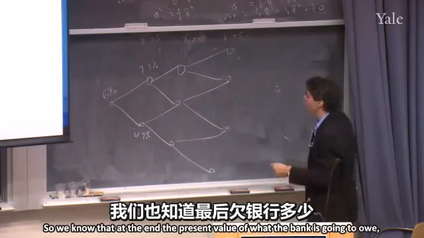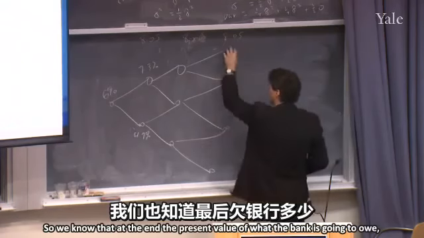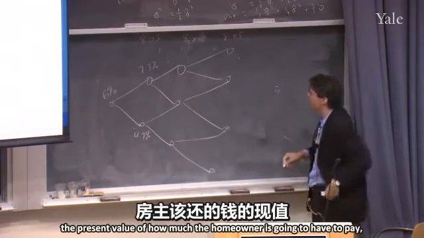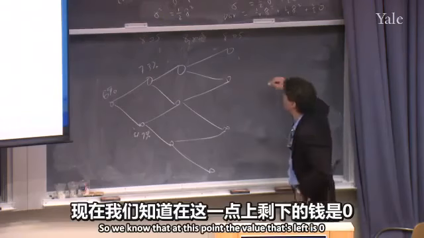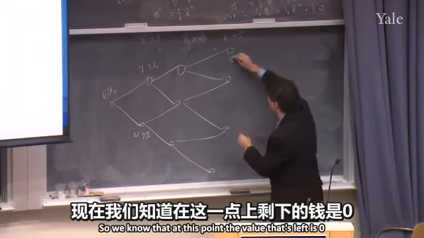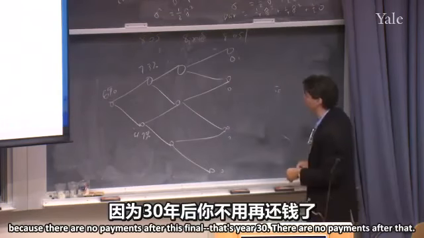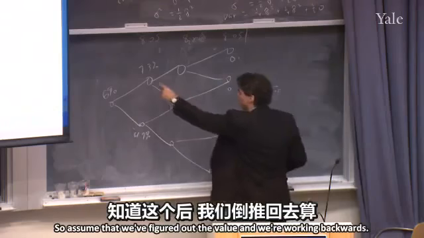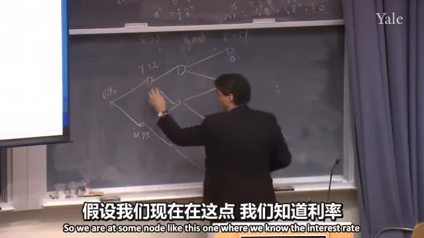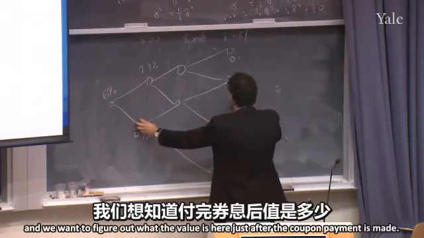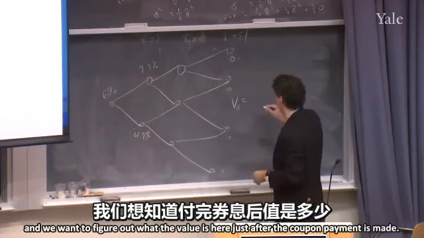So we know that at the end, the present value of how much the homeowner is going to have to pay is going to be 0, because there are no payments after this final one, year 30. So assume that we've figured out the value and we're working backwards. We're at some node like this one where we know the interest rate, and we want to figure out what the value is just after the coupon payment's made.